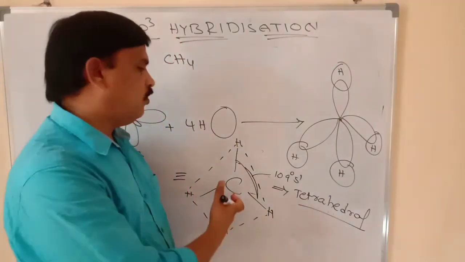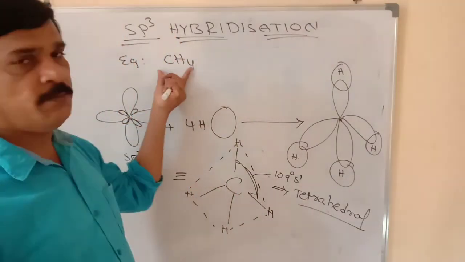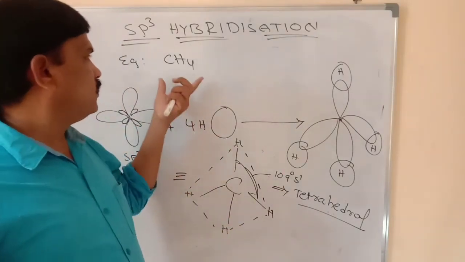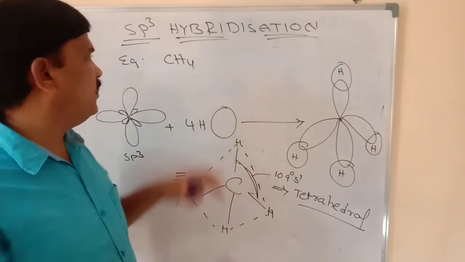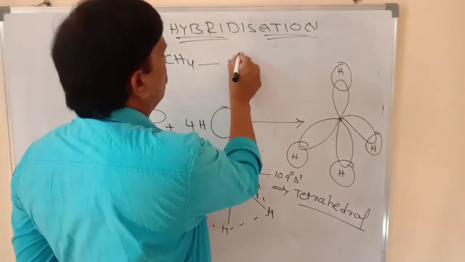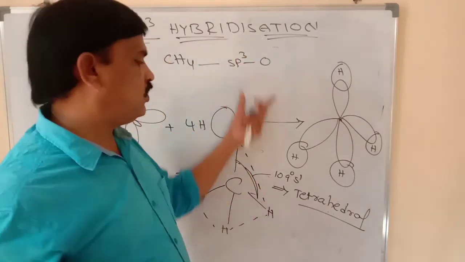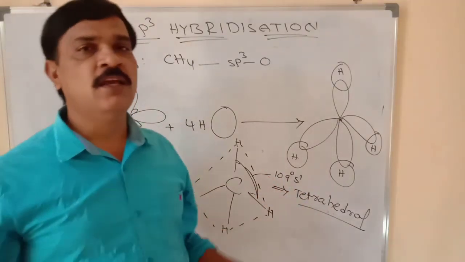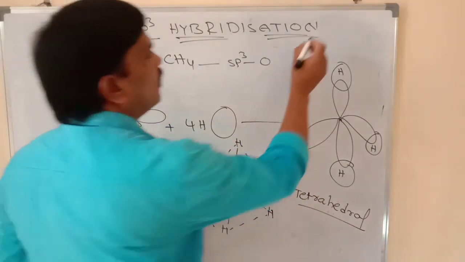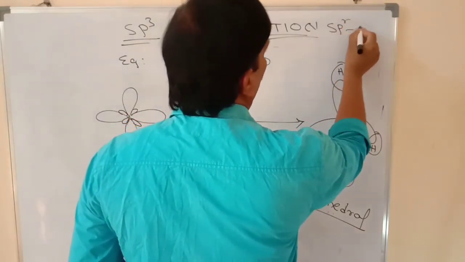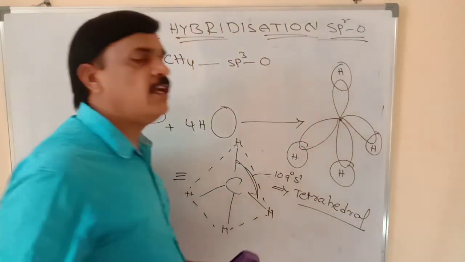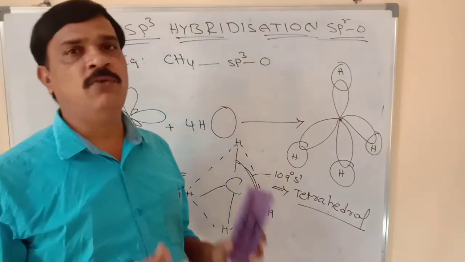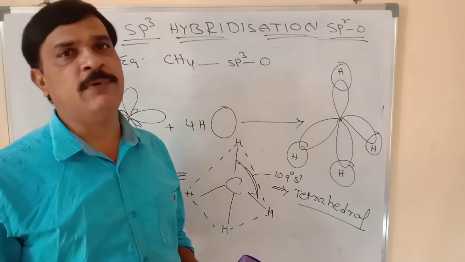In methane there is no lone pair on the carbon atom. Any molecule with sp3 hybridization and 0 lone pairs has a tetrahedral shape and a bond angle of 109 degrees 5 minutes. Any molecule undergoing sp2 hybridization with 0 lone pairs has a trigonal planar shape and 120 degrees. This is the best example for sp2 and sp3 hybridization.